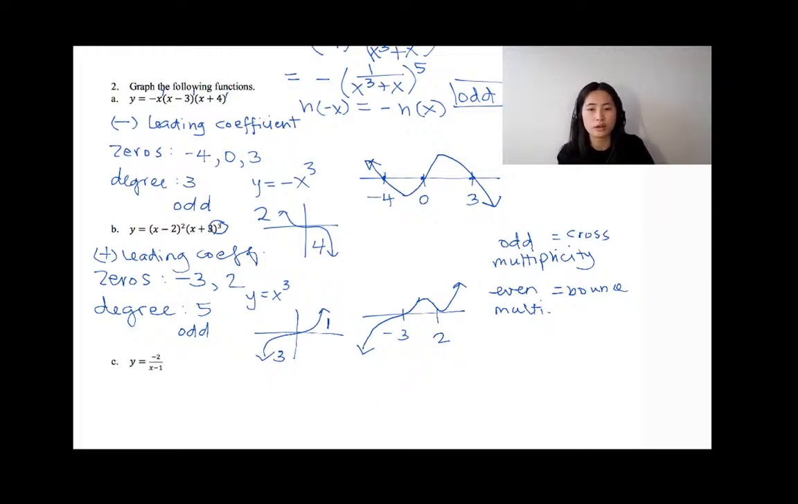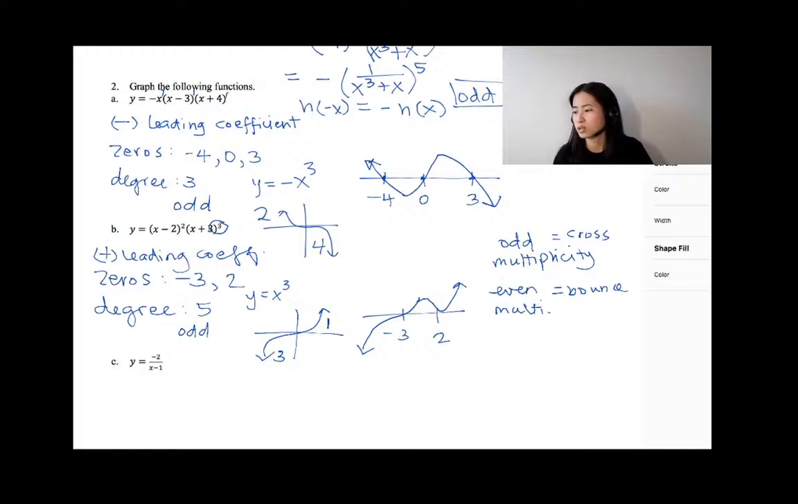So for even multiplicity, for example, if it's greater than 2, what happens to your bounce is it just becomes flatter. The greater the number, the flatter it becomes. So for example, this is when multiplicity is 2, versus when multiplicity is 4. It just becomes flatter. So this is 4. When you're graphing, it's really your intuition that you need to make it flatter.